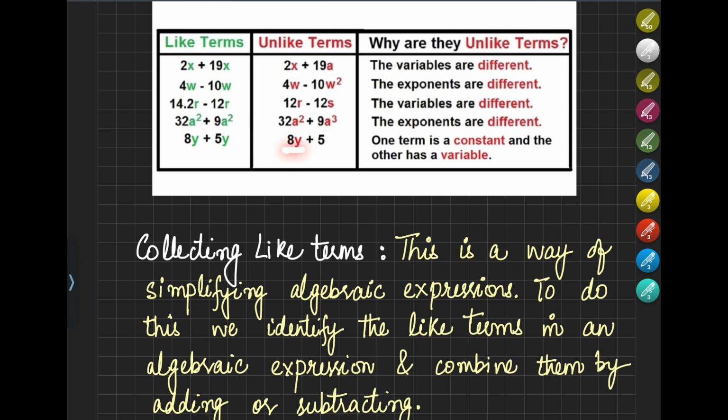And 8y plus 5 is also an unlike term because one term has a variable y, the other term is a constant. So, a constant and a term with a variable cannot be like terms.